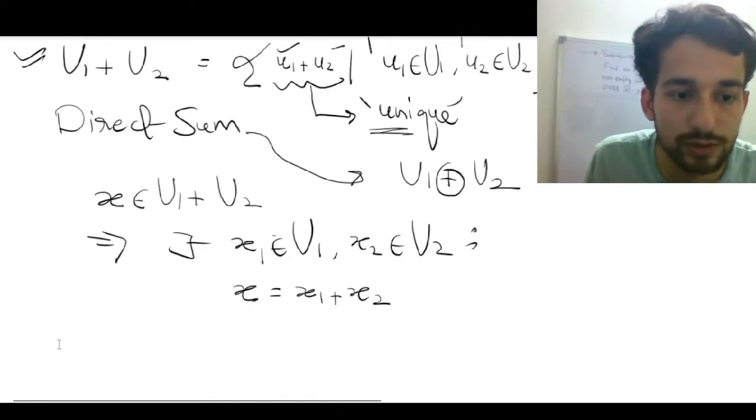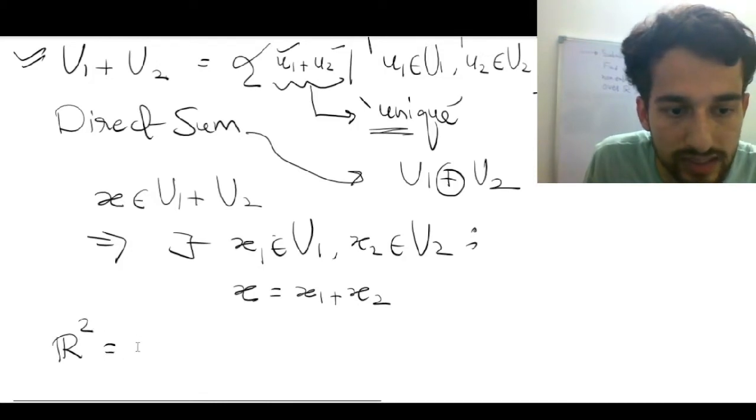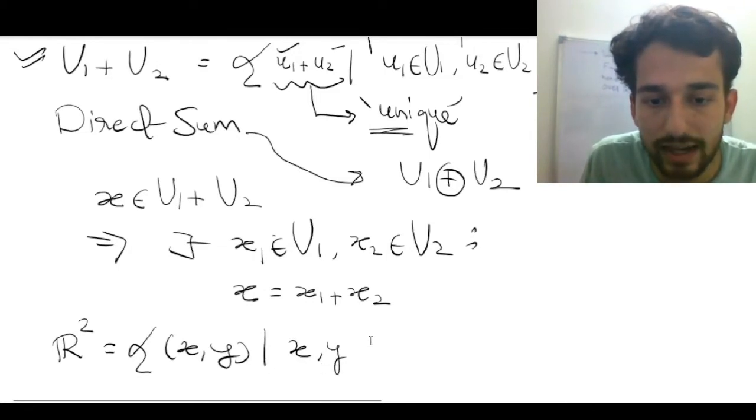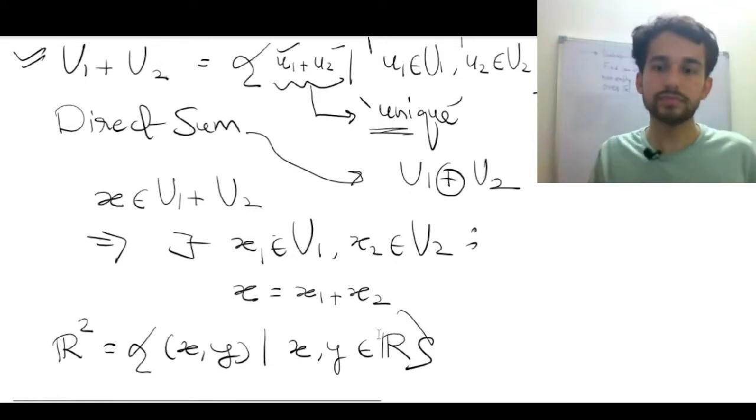Suppose I choose R2, just as an example to understand. R2, I know, is a collection of all ordered pairs x, y such that both x and y are coming from the set capital R.